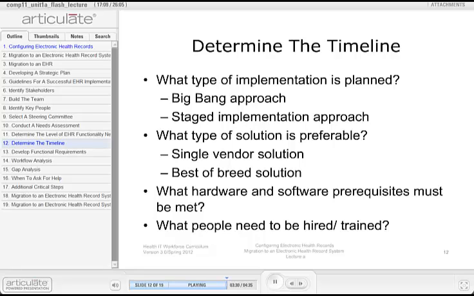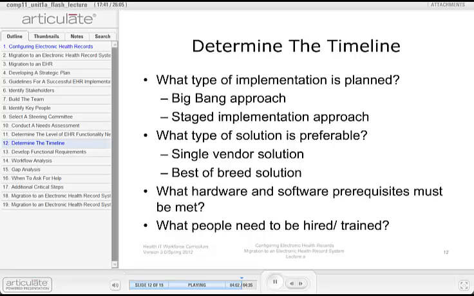The choice of a single vendor versus best-of-breed solution should be carefully undertaken. The characteristics, expertise, and culture of the organization, as well as the practices and workflows of the end users of the EHR, should be deliberated along with financial and strategic considerations. The type of EHR chosen may significantly affect the timeline for the implementation process. The timeline will also depend on whether hardware and software prerequisites have been met for the EHR implementation.